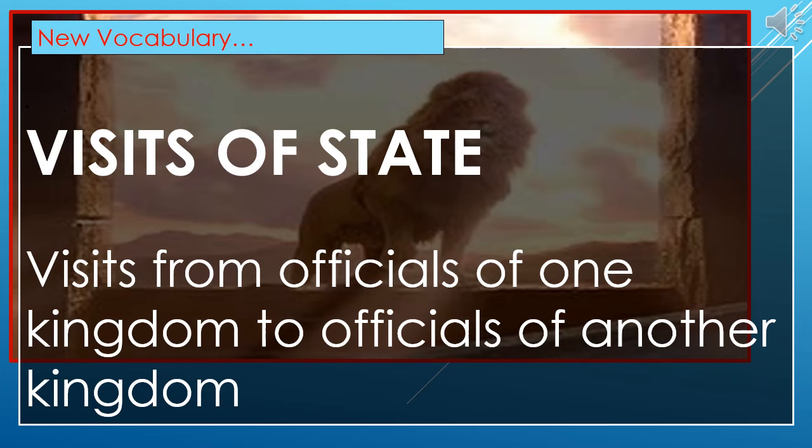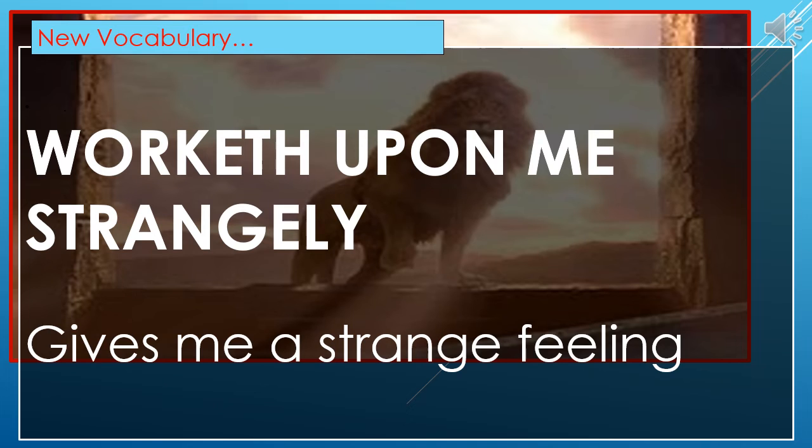Visits of state are visits from officials of one kingdom to officials of another kingdom. So if President Trump hosts the president of China to Washington, D.C., that would be a visit of state. If President Obama went over and met with the leader of Russia, that would be a visit of state. Worketh upon me strangely is another British phrase, which means it gives me a strange feeling.